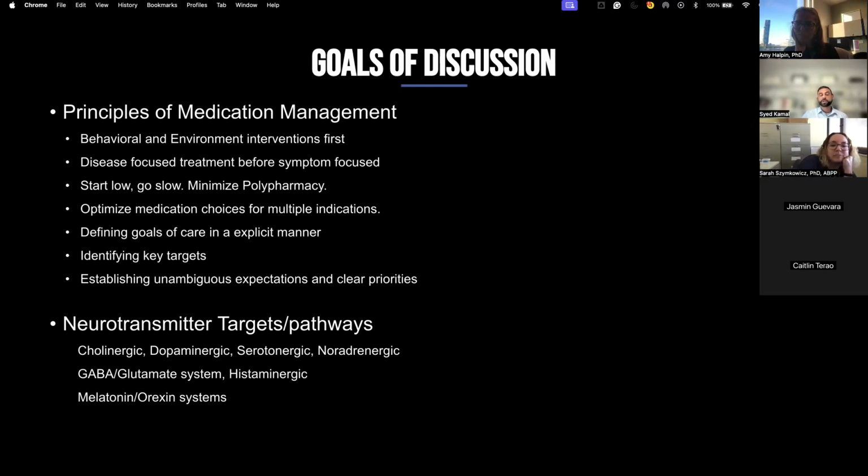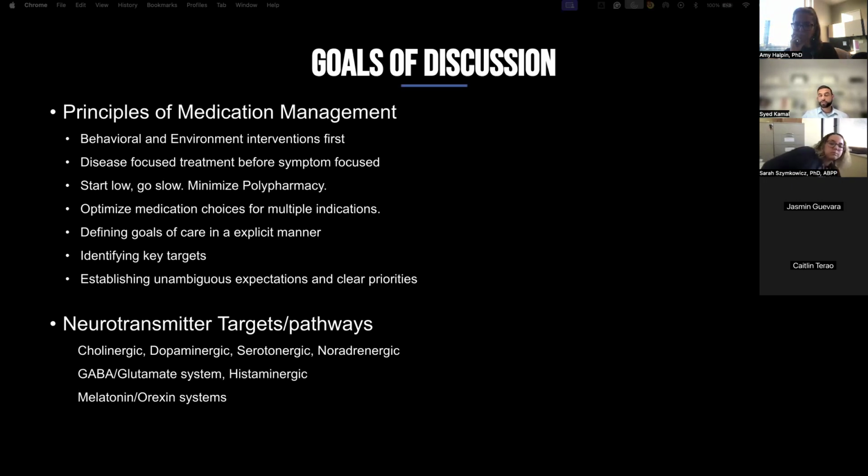So, while we're prescribing these medications, we want to define the goals of care in an explicit manner. So that way, the patient knows I'm taking this medication to help for sleep. I'm taking this medication to help for anxiety. I'm taking this medication to help for cognition. Because often what we find is when a patient will present back for follow-up, because they were unaware of what medication was doing what, now they've discontinued one medication and are experiencing worsening of their mood, anxiety, insomnia. So really defining it in an explicit manner what the medications are supposed to do to both the patient and family member can be very helpful. So we want to identify key targets with those medications and establish these unambiguous expectations and clear priorities.